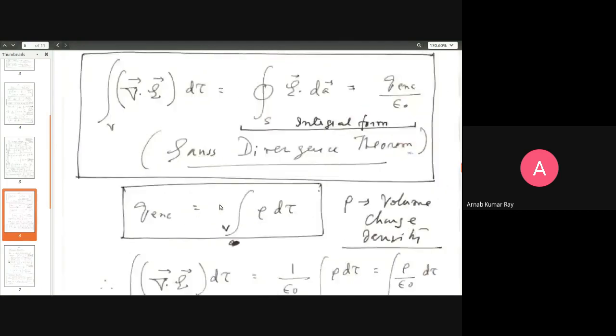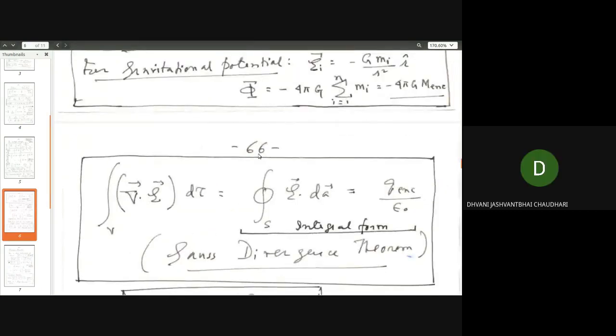Okay, so before the examination, I gave you notes up to page 63.